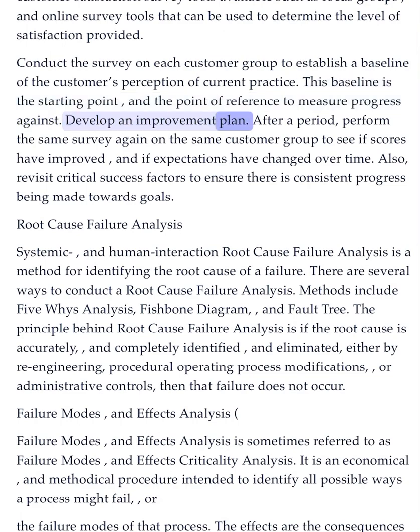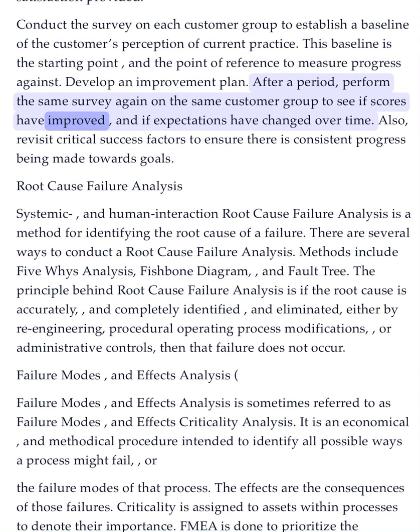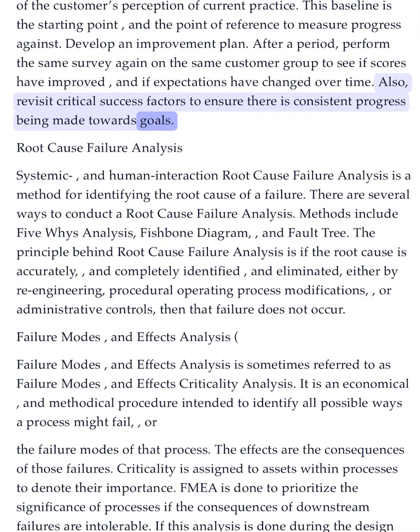Develop an improvement plan. After a period, perform the same survey again on the same customer group to see if scores have improved, and if expectations have changed over time. Also, revisit critical success factors to ensure there is consistent progress being made towards goals.